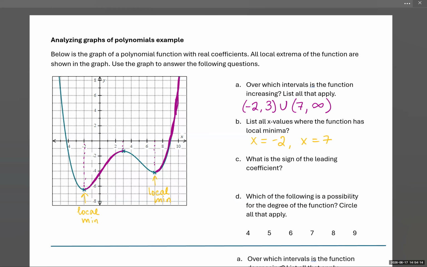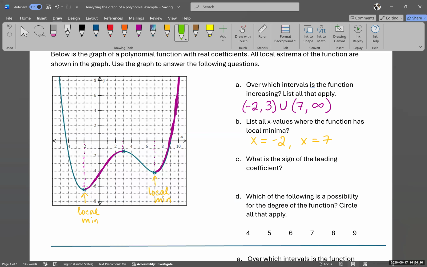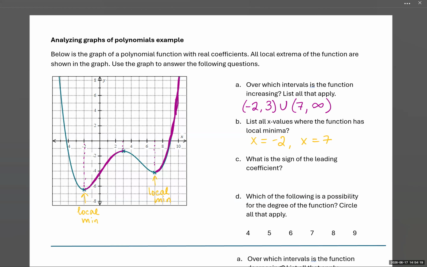What is the sign of the leading coefficient of this function? Now that is determined by the ends of the function. So I have left end pointing up and right end pointing up. So this is what your end behavior looks like. This is an indicator of a positive leading coefficient.